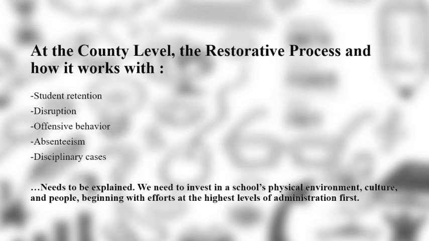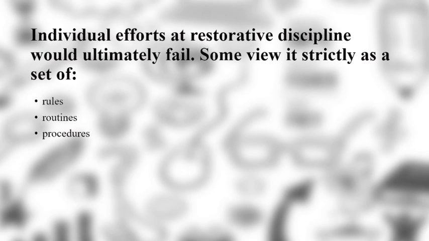At the county level, the restorative process and how it works with student retention, disruption, offensive behavior, absenteeism, and disciplinary cases needs to be explained. We need to invest in a school's physical environment, culture, and people, beginning with efforts at the highest levels of admin. Administration has got to be on board. The highest levels of administration first. Individual efforts at restorative discipline would ultimately fail. If I did it and my next door neighbor down the hall did not do it, it's not going to work.